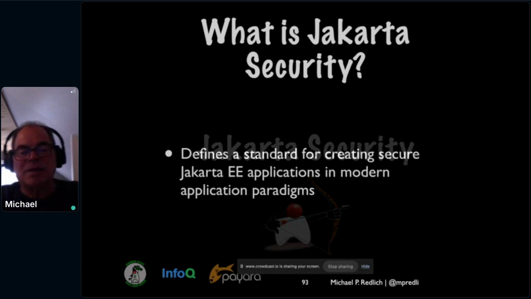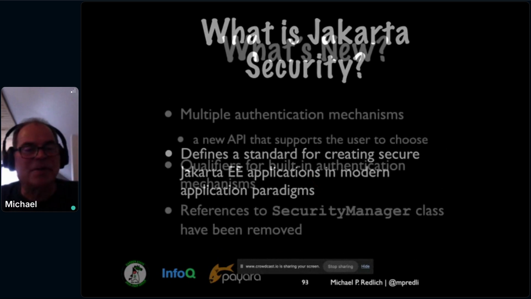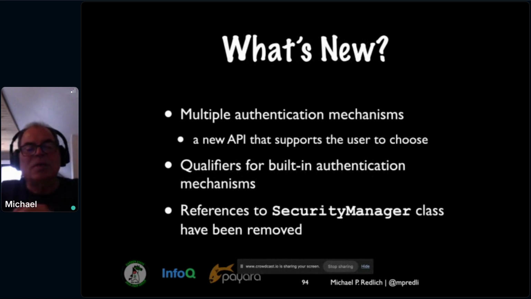Jakarta Security, okay, a standard for creating secure Jakarta EE apps and modern application paradigms. There's a new API that supports users choosing their own multiple authentication mechanisms. And some of those are like the per URL pattern, a mechanism for client cert, and so on. I think I mentioned RolesAllowed. And then the SecurityManager class has been removed.